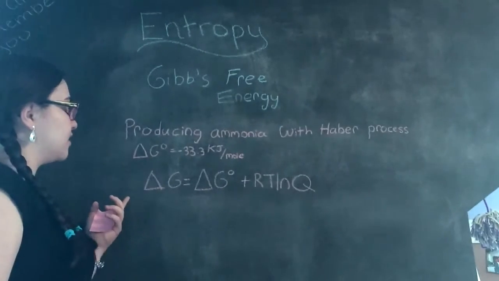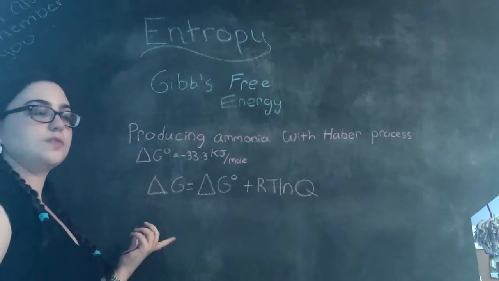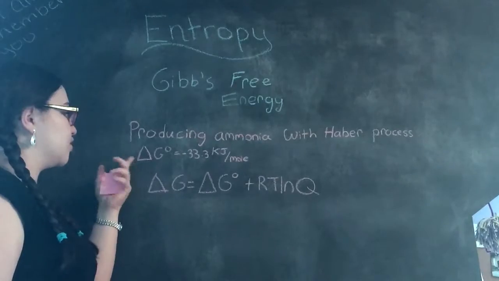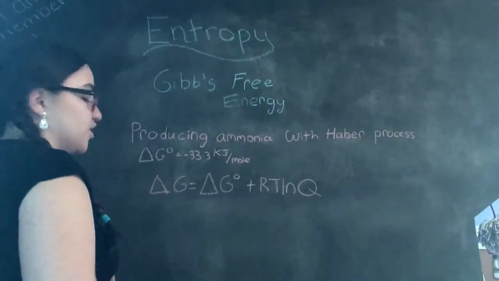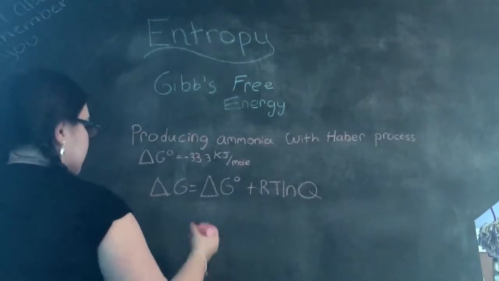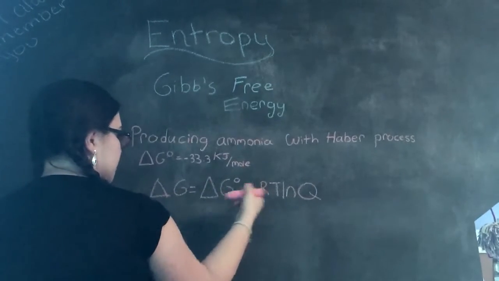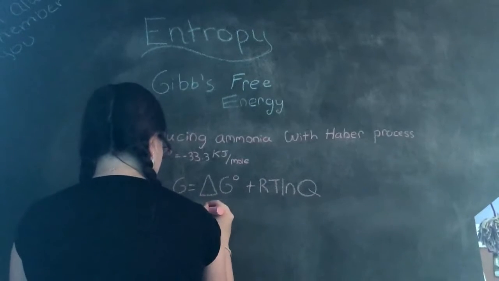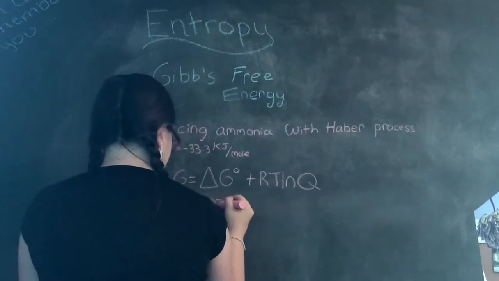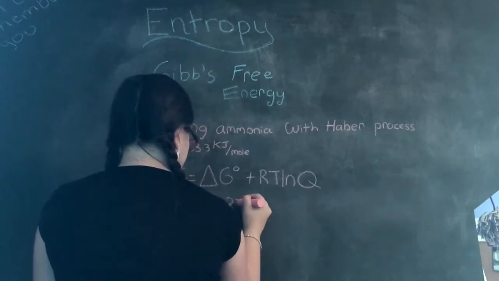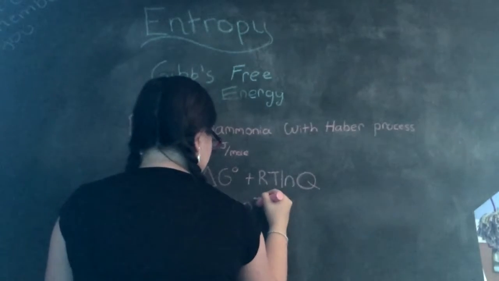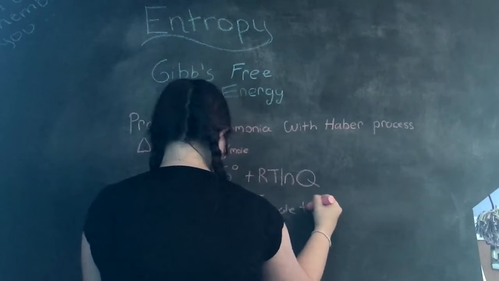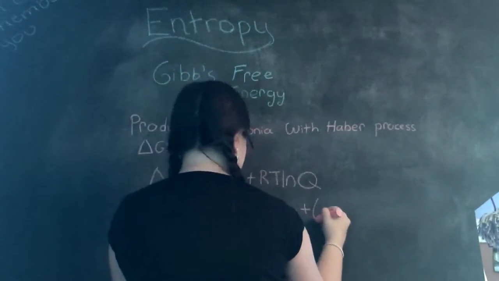We're going to be calculating the free energy under non-standard conditions. When we produce ammonia with the Haber process, this is the standard free energy, but we're not at standard conditions, so we're going to have to do a separate calculation. So the standard, we're going to convert it to joules so that we can keep the same units throughout. It's going to be negative 33,330 joules per mole. Add it to constant.